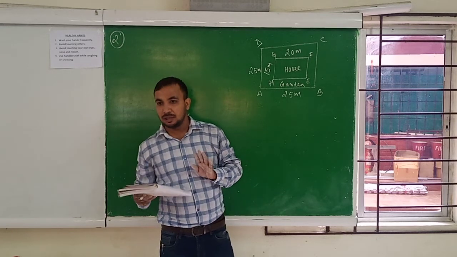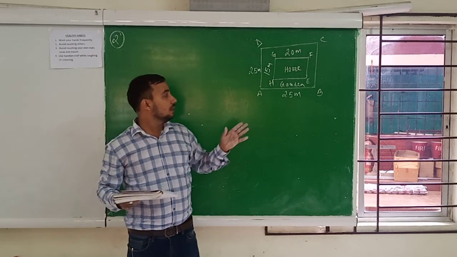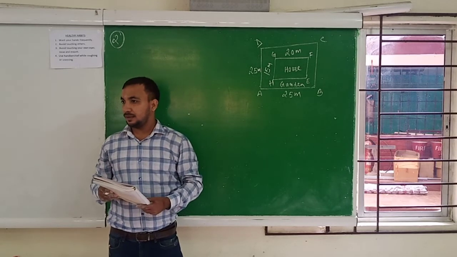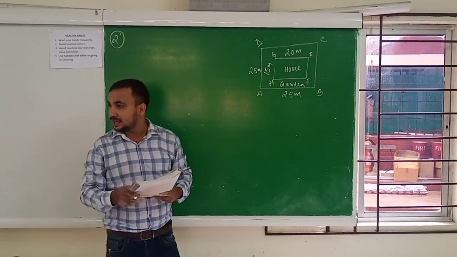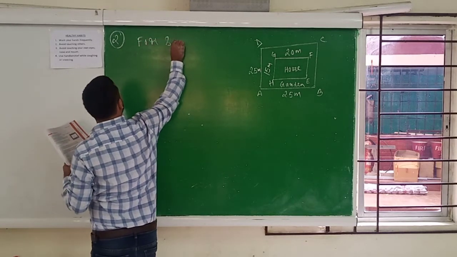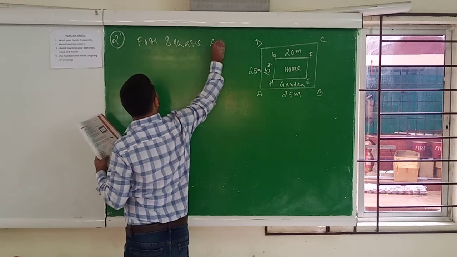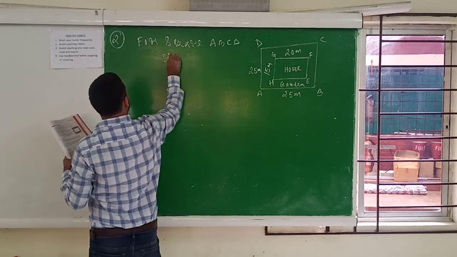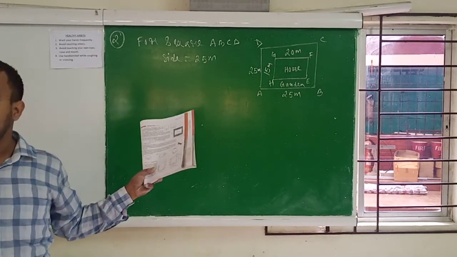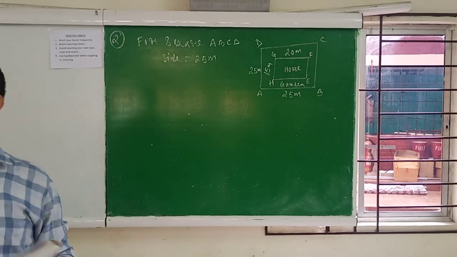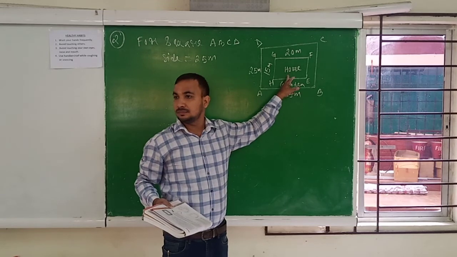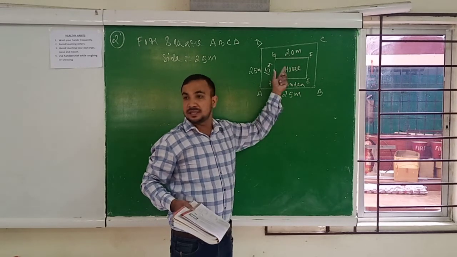Now what you will do is, first you will find the area of the square, the area of our plot. For square A, B, C, D, the side is 25 meters. See here, you will find the area of the square. Done. After getting the area of the square, you find the area of this house. It is a rectangle, 15 and 20.